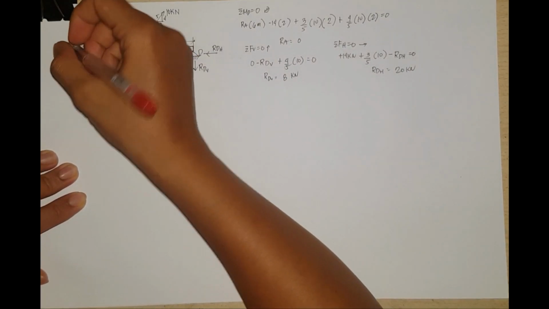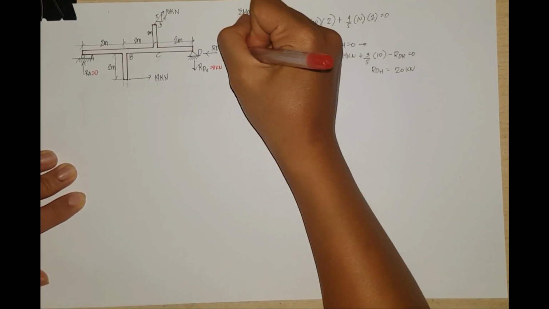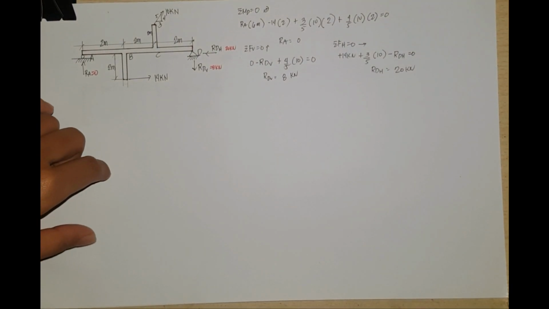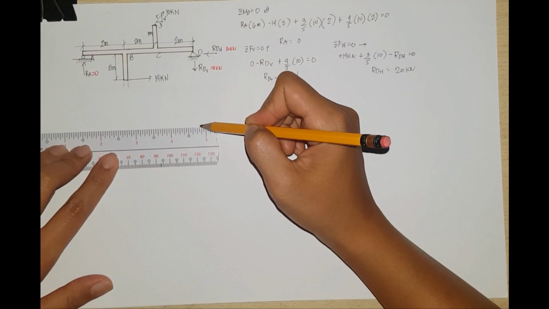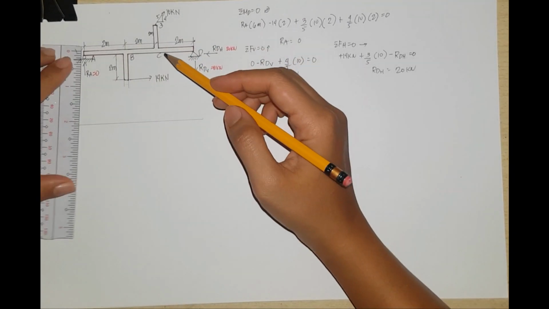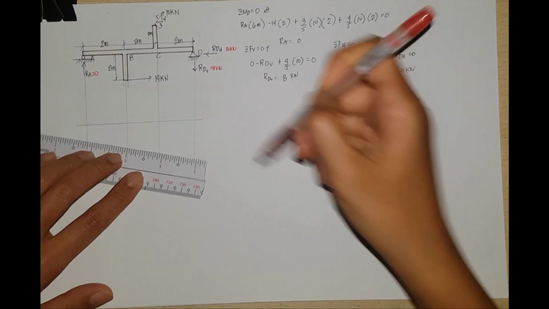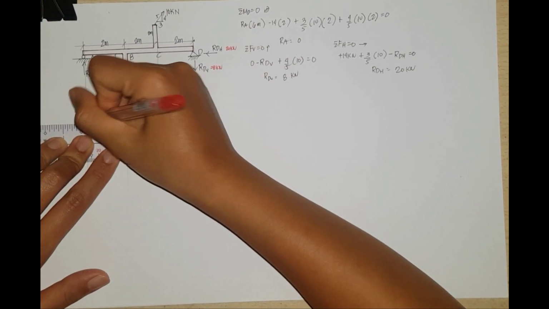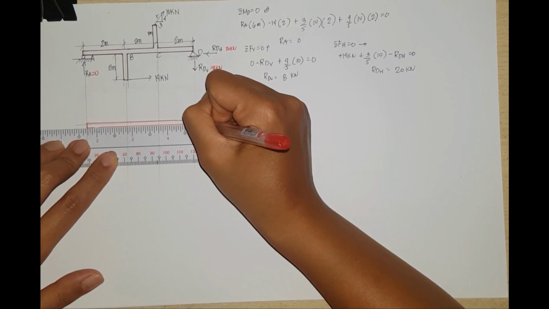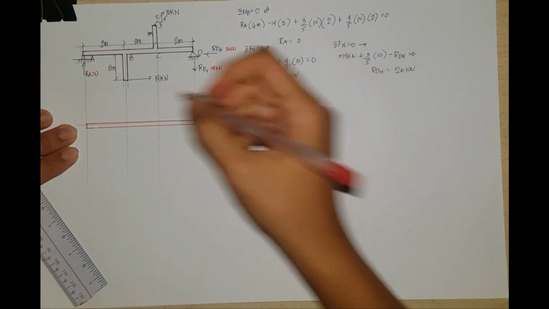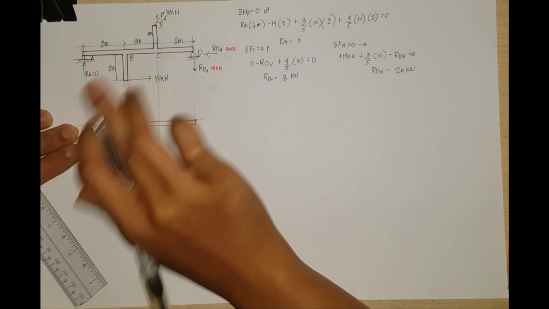So the reaction at A is equal to 0. D vertical, 8 kilonewton. D horizontal is 20 kilonewton. Let's convert this frame into a single beam. So this is the representation of our frame, in which our reaction at A is equal to 0 kilonewton. So there is no support, so okay, we can neglect that.